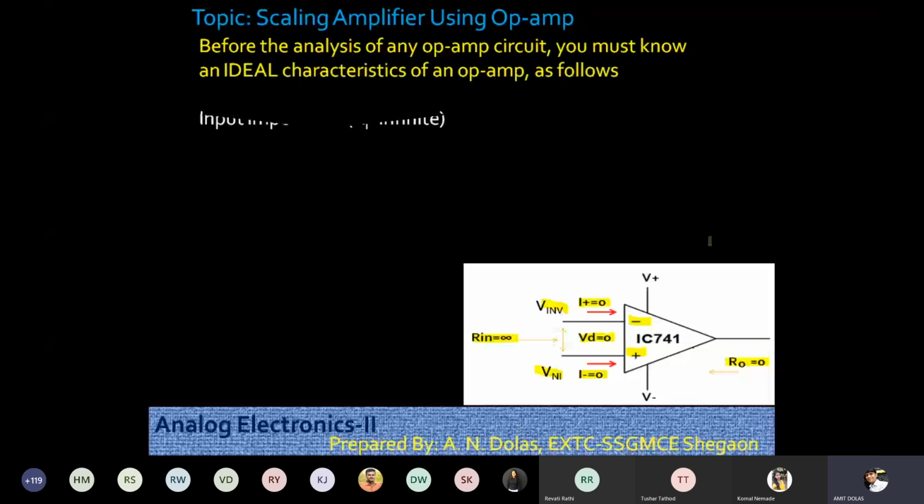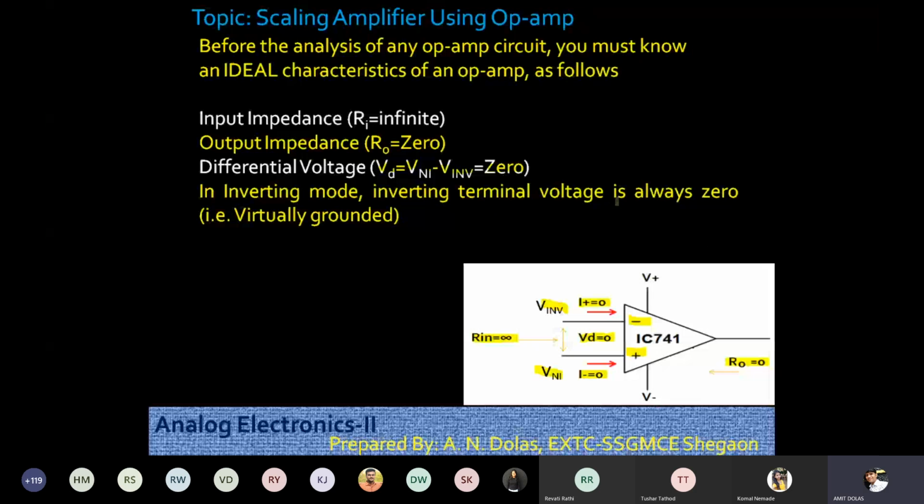Differential voltage gain. The differential voltage gain is nothing but Vd is equal to V non-inverting minus V inverting, which will be equal to 0. In inverting mode, the inverting terminal voltage is always 0. That is called virtual ground.